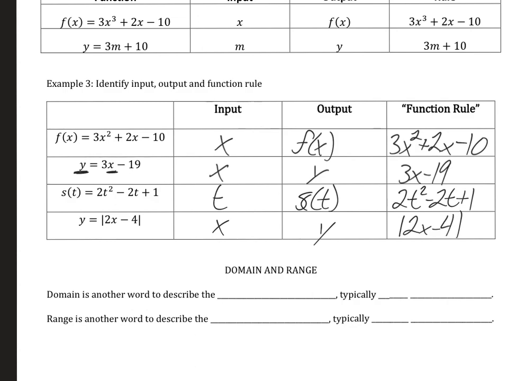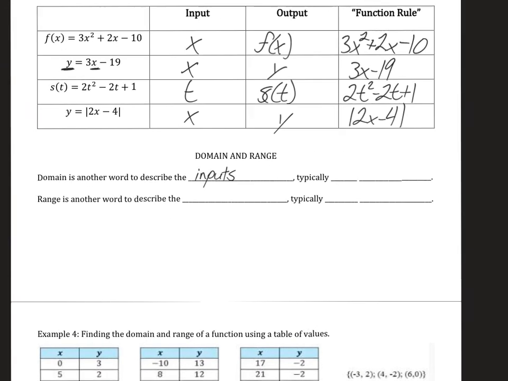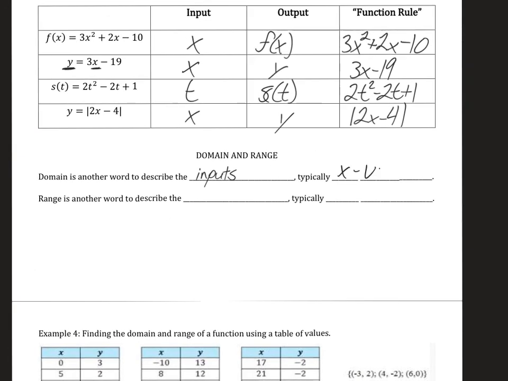So pretty simple. Domain is another word to describe the inputs. So if you think about it, yesterday we were talking about domain, right? And domain is just all of your x's. Well, what are my inputs? My x's. So typically my x values. Range is another word to describe what? My outputs, which are typically my y values.